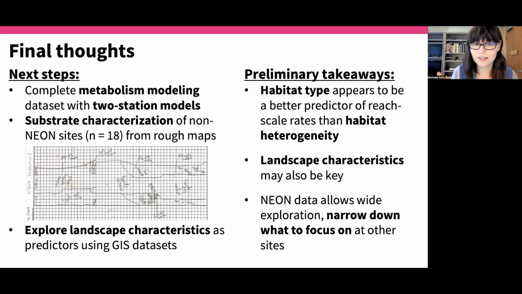Preliminary takeaways from the study. 1, habitat type appears to be a better predictor of reach scale rates than habitat heterogeneity. 2, landscape characteristics might also be really key here. So that's where we're headed.